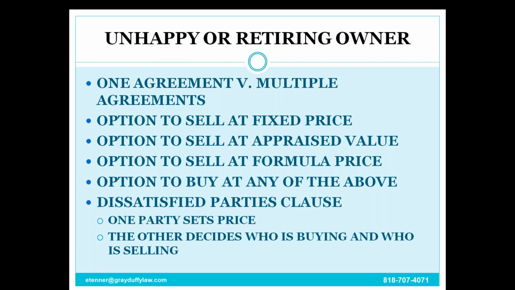Still another possibility is a typical dissatisfied parties clause, which goes by other names, sometimes Texas shootout provision, or I've seen other names as well. Typically, this provision just provides that the dissatisfied party has the right to set the price for the buyout and terms, and the other owners have the right to decide who's buying and who's selling. It's kind of a clever way to make sure that the price is set fairly. It doesn't always work out that way.